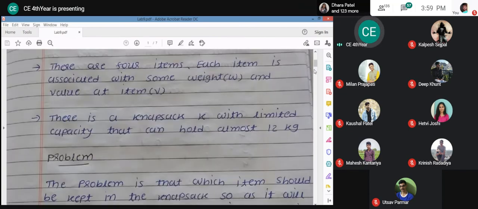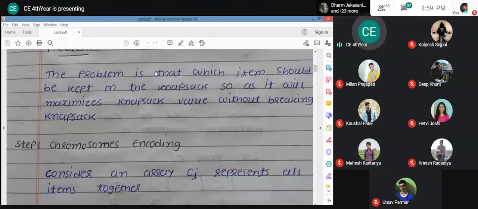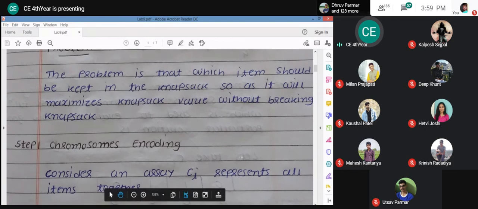And what is your aim? Your aim is to decide which items should be kept in the knapsack so that it maximizes the knapsack value without breaking the knapsack. So in the next generation the knapsack value is maximized. Initially it is 51, but now in the next generation we are getting 58, which means our knapsack value is maximized, right?